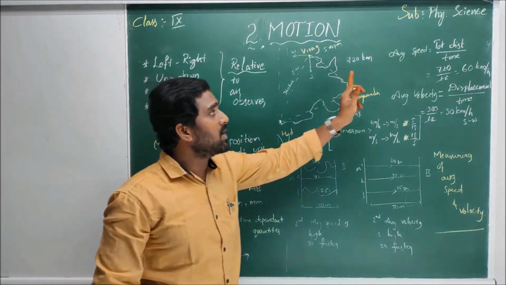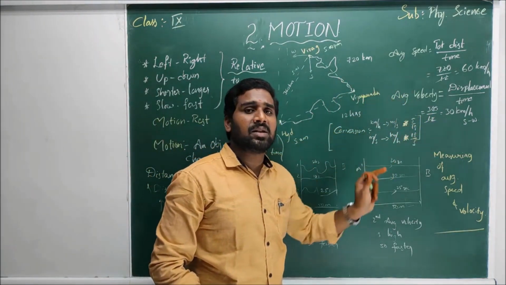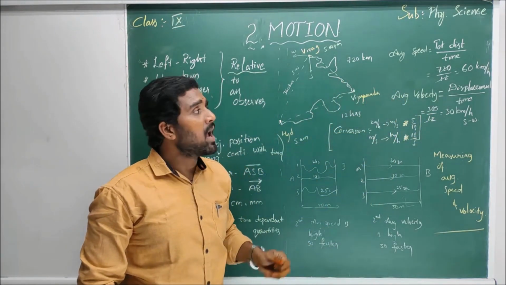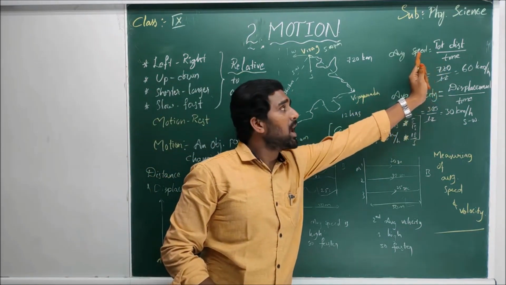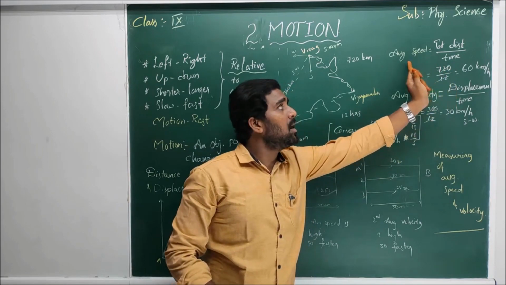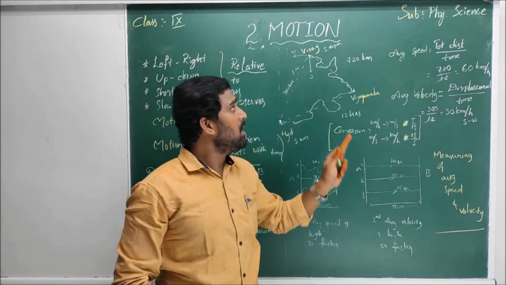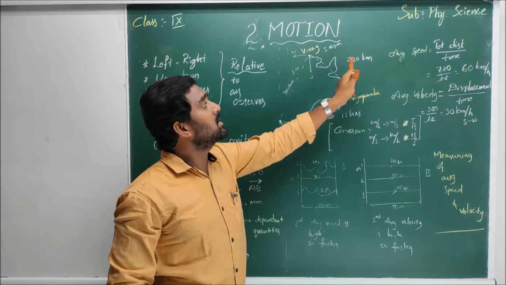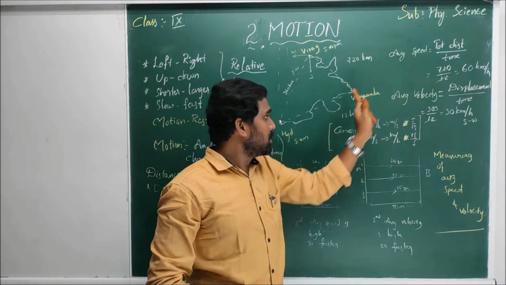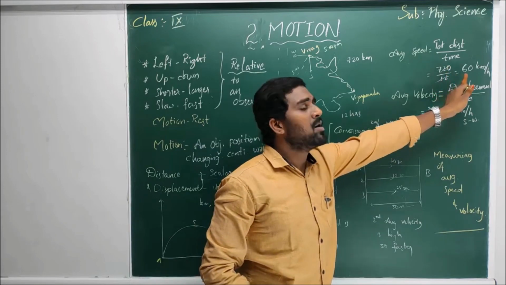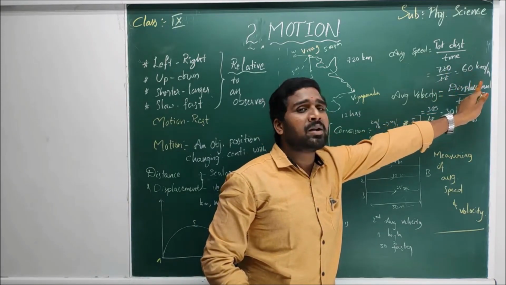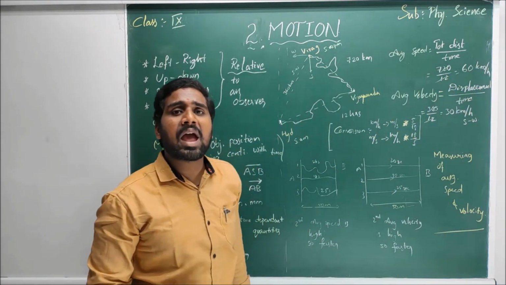Then here we can take two other definitions. What are those? Average speed and average velocity. What is meant by average speed? Average speed is the total distance covered by an object in unit time. Here, how much distance is covered? 720 kilometers. What is the time? 12 hours. Then we calculate average speed: 720 by 12. How much? 60 kilometers per hour. It is the average speed.